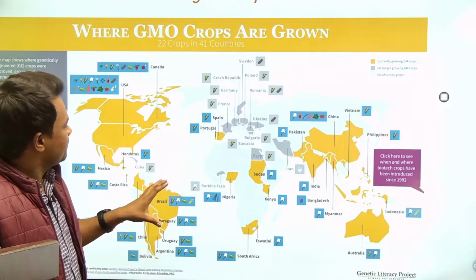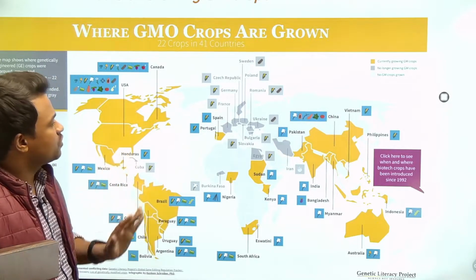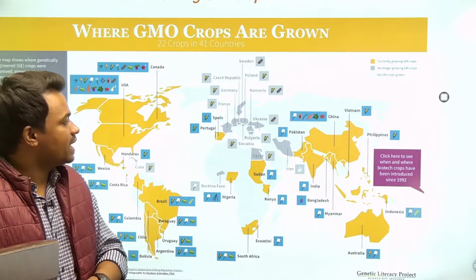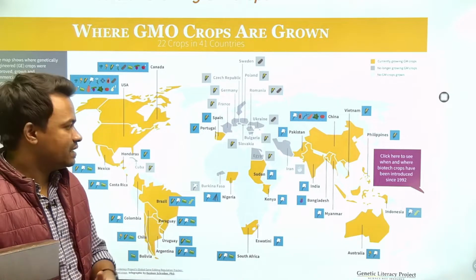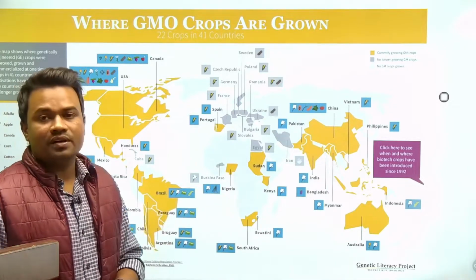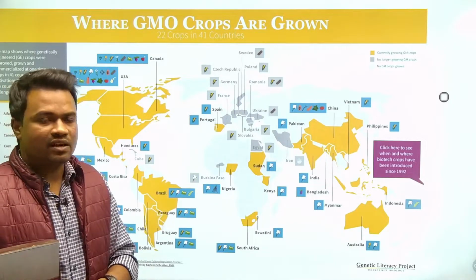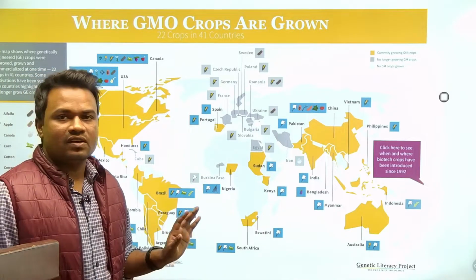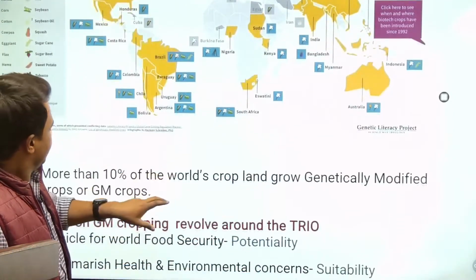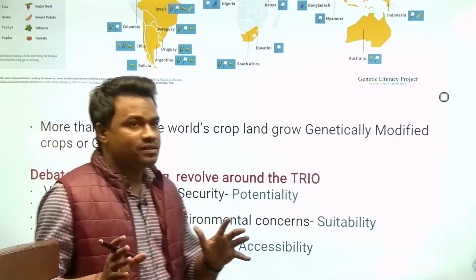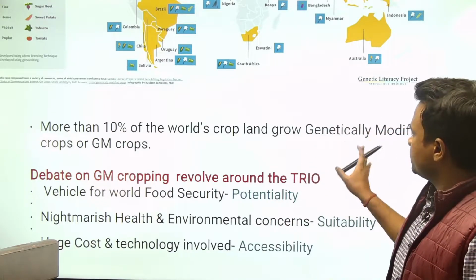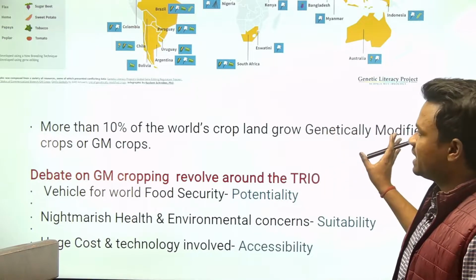And what is important here is that there are about 22 crops, but in India as of now only one crop is approved and permitted, that is the Bt cotton variety, the genetically modified variety of cotton. So no other plants, not even GM mustard, but only Bt cotton is allowed in India. That always needs to be remembered. And another important fact is that about 10% of the world's crop cultivation is under genetically modified crops.